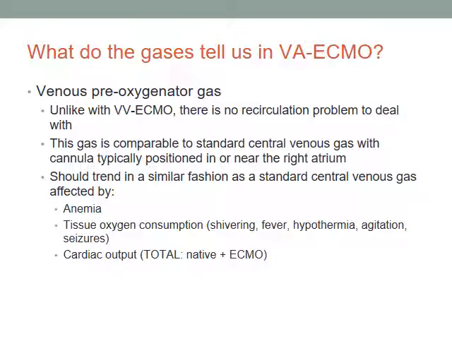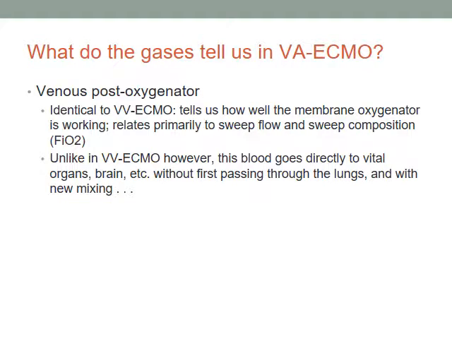Venous post-oxygenator, again, is identical to VV ECMO, and tells us how well the oxygenator is working. But it's important to recognize this blood that comes out of the oxygenator is going straight into your body. It's not getting diluted with anything. It's not mixing with anything. This post-oxygenator blood is what your body is seeing. So if the PCO2 is too low or too high, if the PO2 is too low or too high, that's what you're giving to the patient.